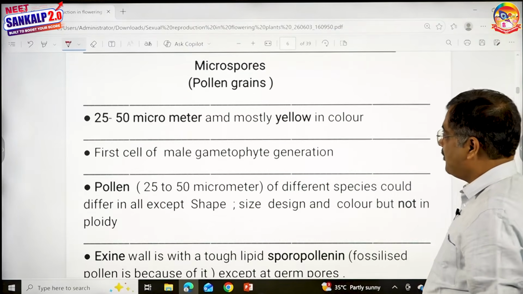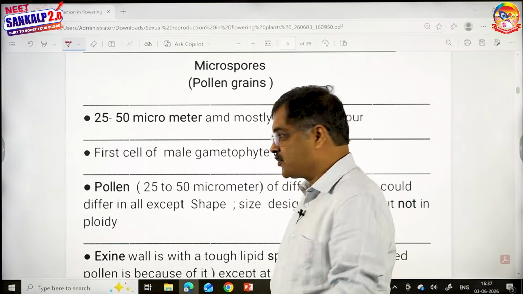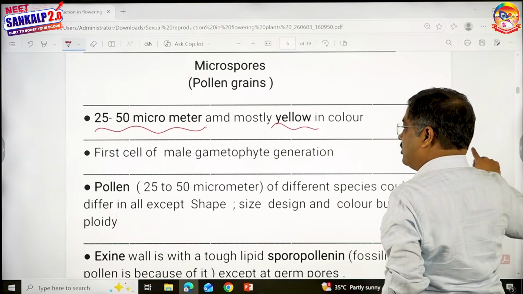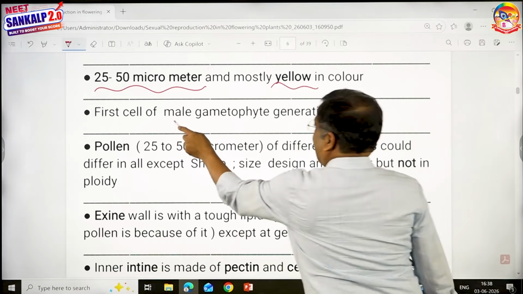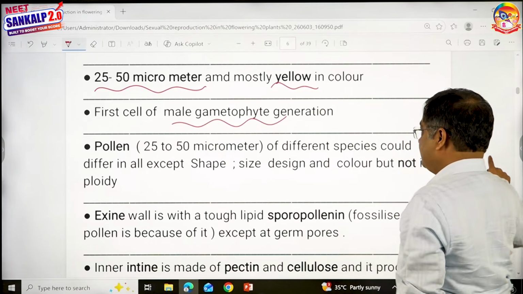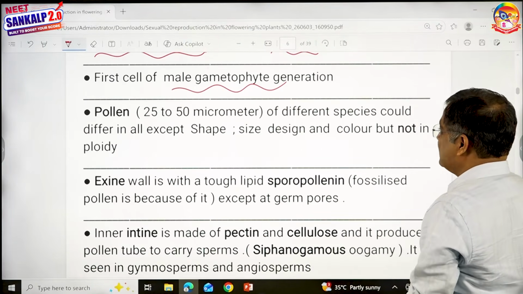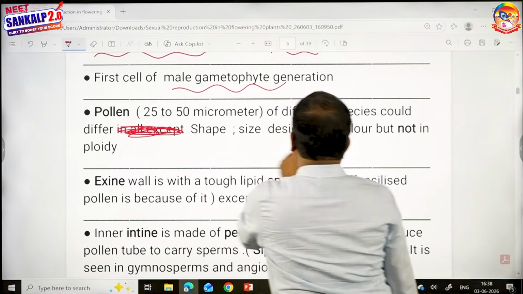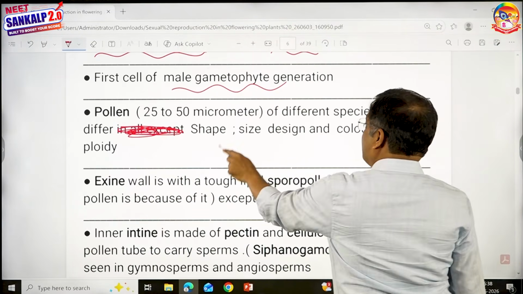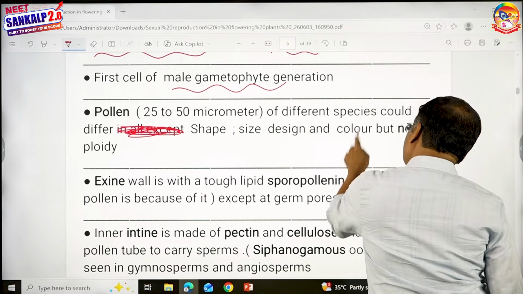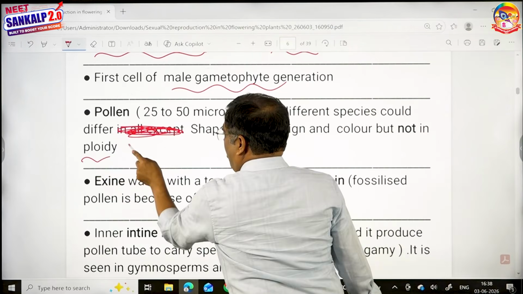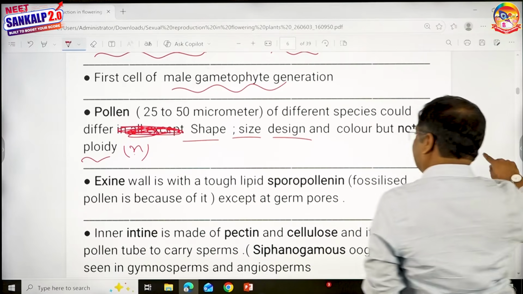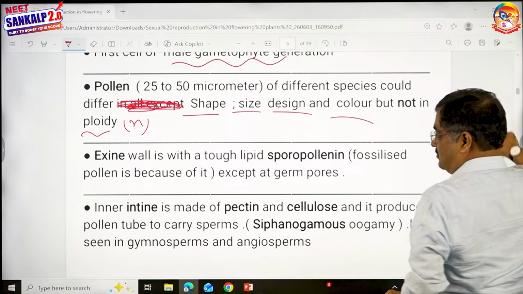Now let me talk about the pollen grains. Remember, pollen grain means microspore. This is important. Their yellow color is important. It is the first cell of the male gametophyte. Pollen of different species could differ in shape, size and design, even color, but not in ploidy. All the pollen is haploid. They may differ in shape, size and design, and even color, mostly yellow.